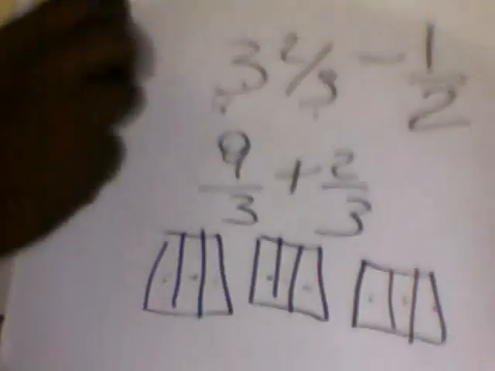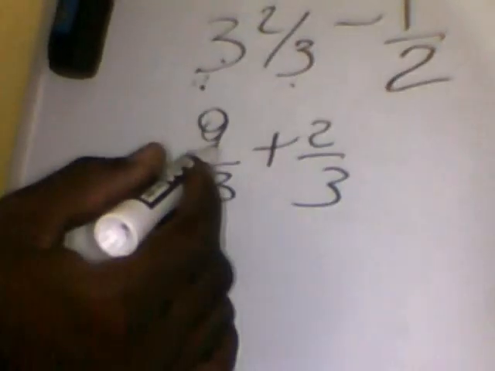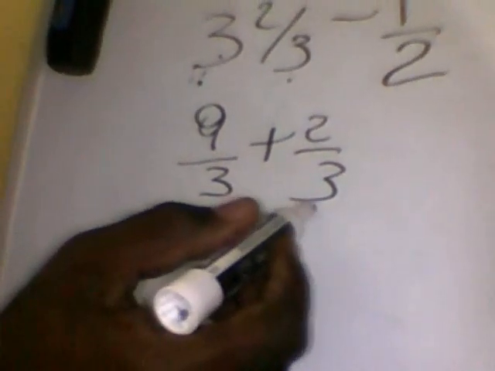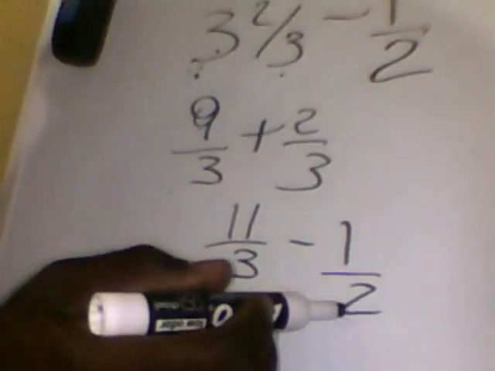All right. So what I'm going to do now is to add this to this. Remember, when you're adding fractions, the denominator must be the what? Same. So 9 plus 2 will give us 11 over 3. So 11 thirds. Now I'm going to subtract now a half from the 11 thirds. Good. Now, once again, we can say 2 times 11 is 22. And then 3 times 1 is 3. Good. And then we come below here, 3 times 2 is 6. Good. 22 minus 3 is how much? 17? No. 18? No. 19? Yes.